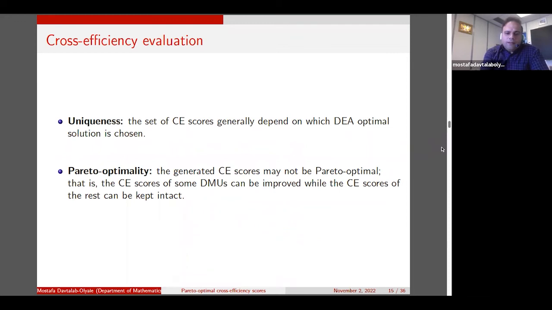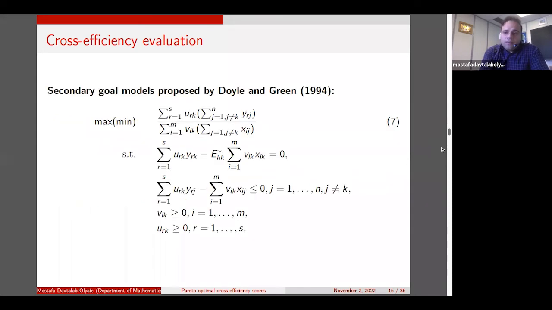So, as I said before, cross efficiency evaluation has two issues: non-uniqueness and Pareto-optimality. In fact, non-uniqueness of optimal weights obtained using the multiplier form causes these issues. To rectify this, there has been a surge of articles in the literature addressing the non-uniqueness problem. For example, as a pioneer work, Doyle and Green in 1994 proposed benevolent and aggressive models to confine or shrink the optimal weights of the DMU under evaluation, hopefully to one.